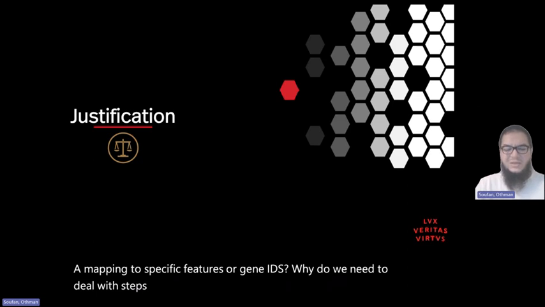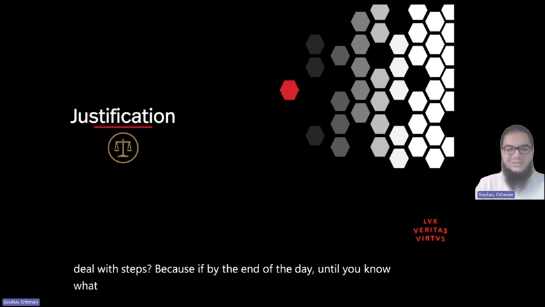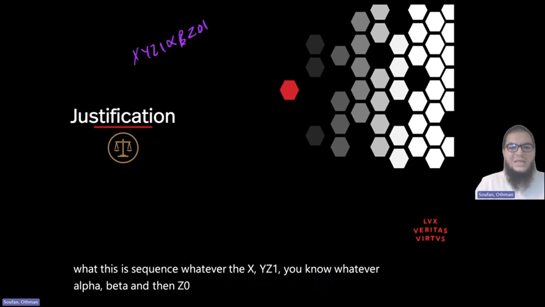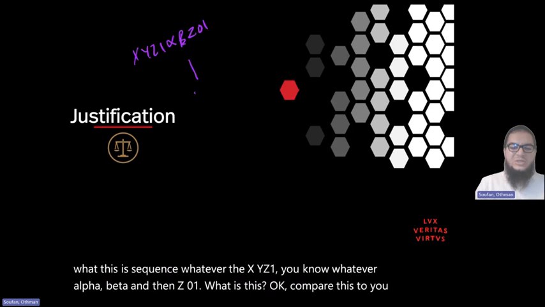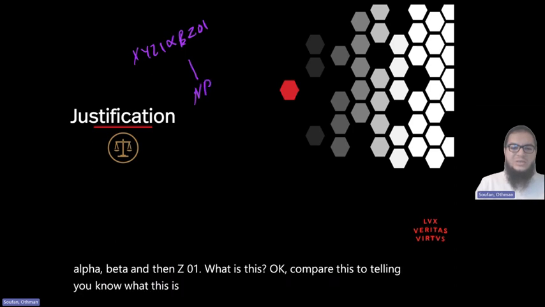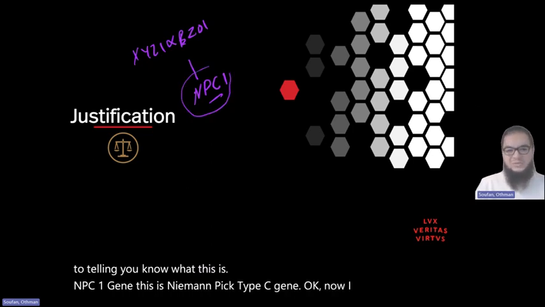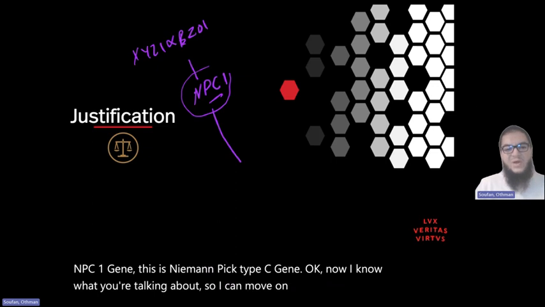Because if by the end of the day I tell you, you know what, this is sequence whatever, X, Y, Z, 1, whatever, alpha, beta, and then Z, 0, 1. What is this? Okay. Compare this to telling you, you know what? This is NPC1 gene. This is Niemann-Pick type C gene. Okay, now I know what you're talking about, so I can move on with more further interpretations.